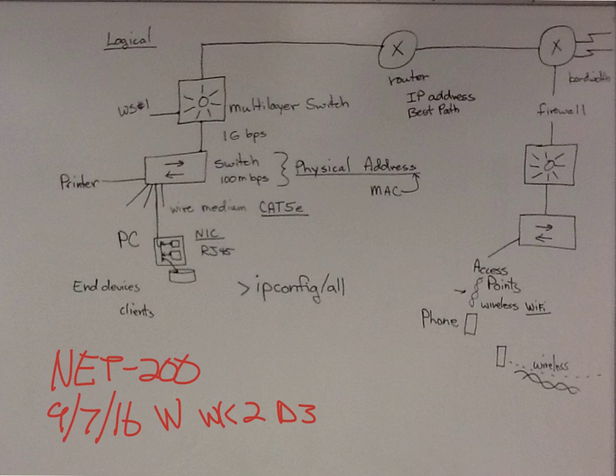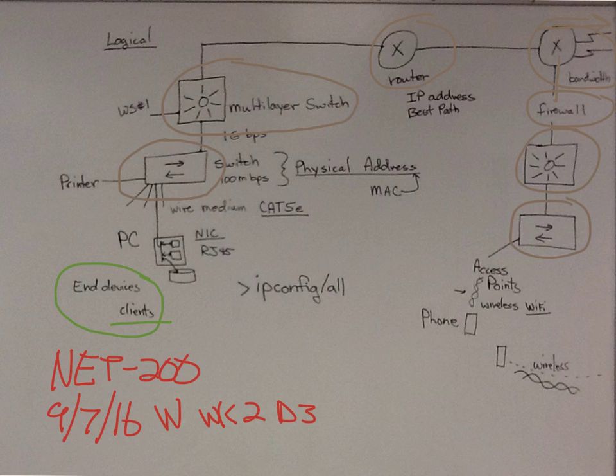Alright, so what we took a look at, we have PCs here in the lab, we have end devices, clients, and then we have intermediate devices. We've got a switch, a multi-layered switch, and then we have a router and a router. And this is going out to the internet. This comes into the main campus, intermediate device, firewall, intermediate device, multi-layered switch, intermediate device, a switch, and another intermediate device, an access point.